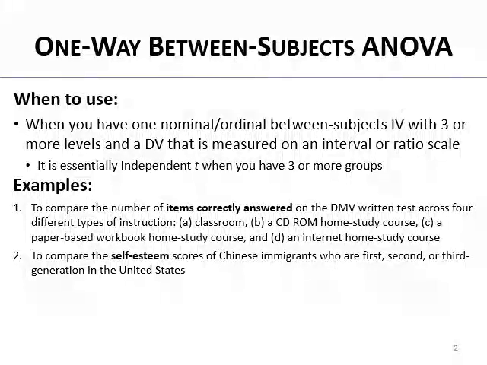Another example, let's say you just want to compare self-esteem scores of Chinese immigrants who are first, second, or third generation in the United States. What is the DV? Well, it's self-esteem scores. And again, in this class, we have an agreement based on the skills measurement lecture that anything psychological in nature that we measure is at least interval. So we've got an interval DV.